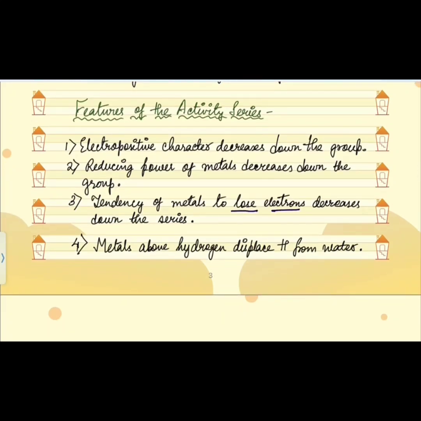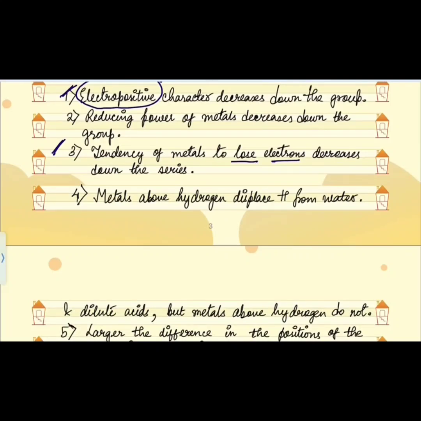The tendency of the metal to lose electrons decreases. See, these are the ones which are electropositive in nature. Electropositive character decreases down the group. So, high electropositive power means they have more power to lose electrons. This point and this point are almost similar. Whoever is below in the series will have less electropositive character. So it is not going to lose electrons that easily because it is not electropositive. So losing of electrons below in the series will decrease.